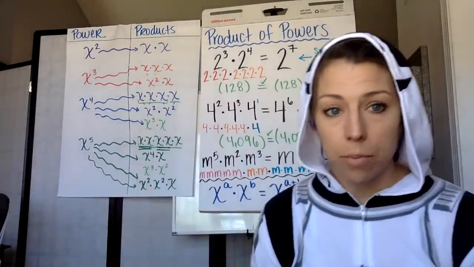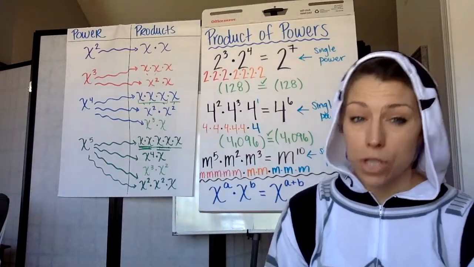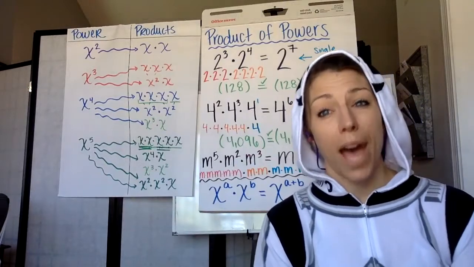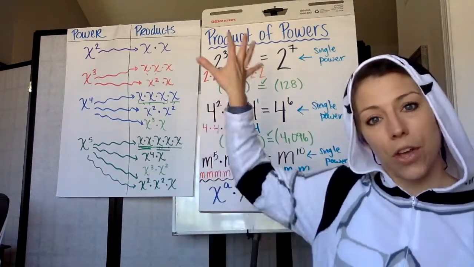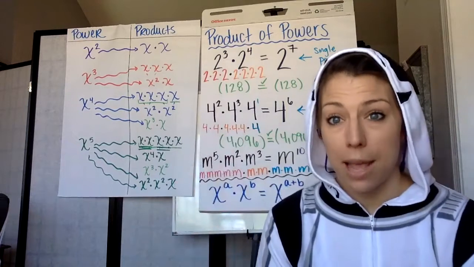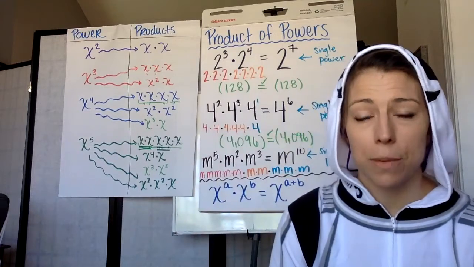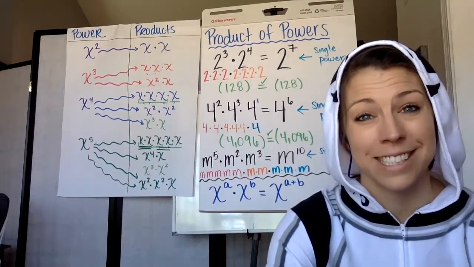I know, take a quick break if you need it. We've got two more properties to go. We have quotient of powers and we have power of powers. And we're gonna look at it kind of the same way. We're gonna do it the long way first, and then we're gonna look for a pattern. So grab another piece of paper, take a quick break. We're about to go over quotient of powers.